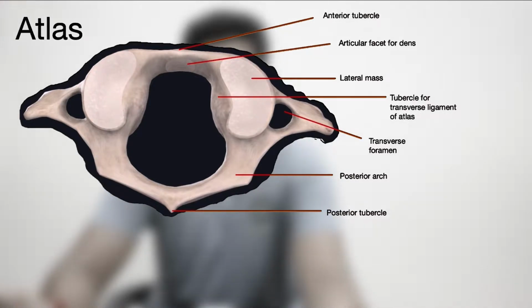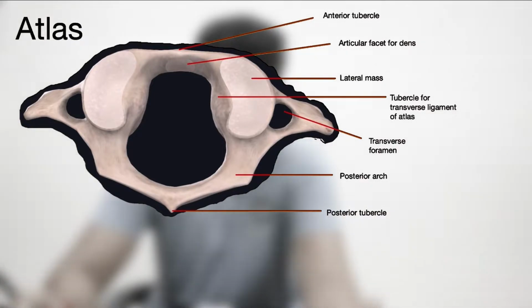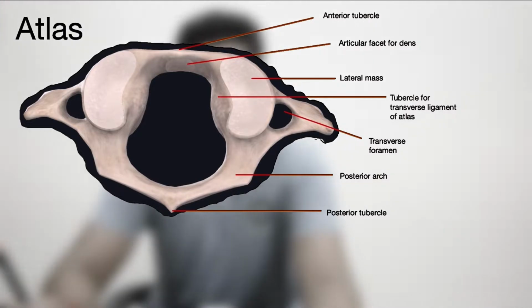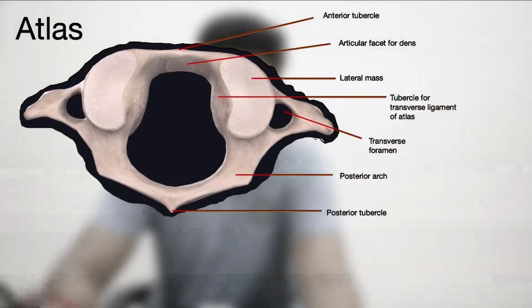Dens is a structure which is found on the axis, which helps in articulation of axis and atlas together. It also consists of an anterior arc, a posterior arc, and tubercles, the anterior tubercle and the posterior tubercles. Tubercles are the swellings that are found in the bones.